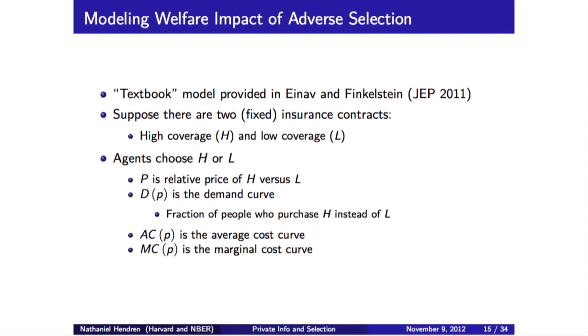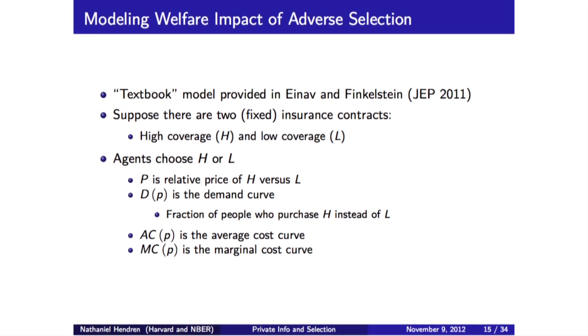But the basic model is, suppose there are two insurance contracts. Just go back to the binary world of Akerlof, and assume that the choice people have is to get a plush policy, a high coverage policy, versus a low coverage policy. Let's just model that binary decision. So agents just choose the high coverage policy or the low coverage policy. P is then going to be the relative price of the high coverage policy versus the low coverage policy. D of P is going to be the demand curve, so the fraction of people who purchase H instead of L at a given price.